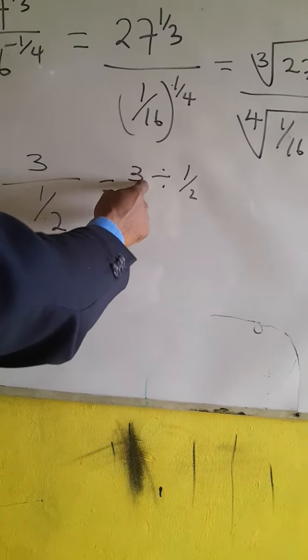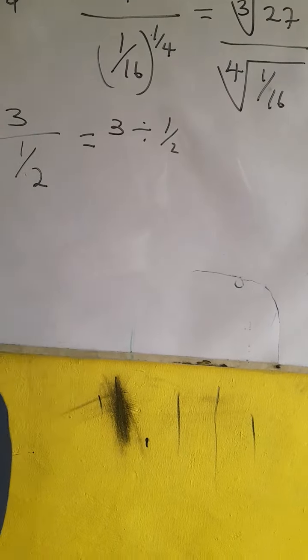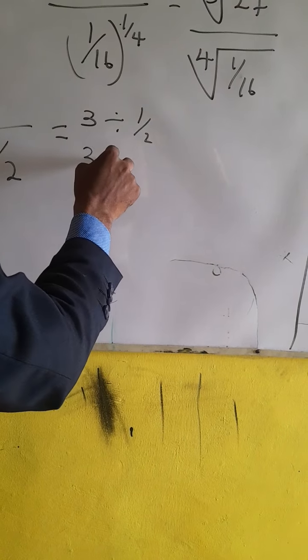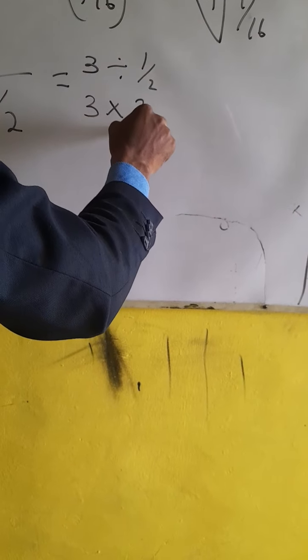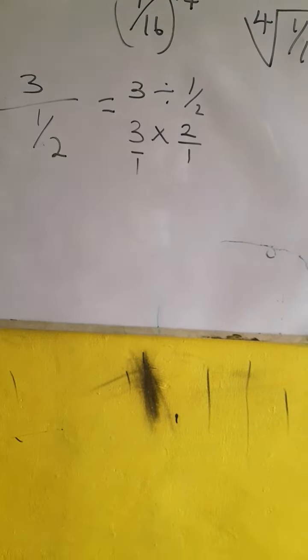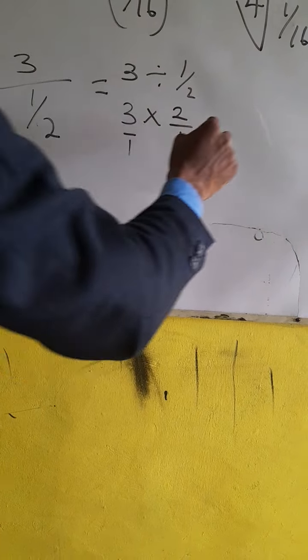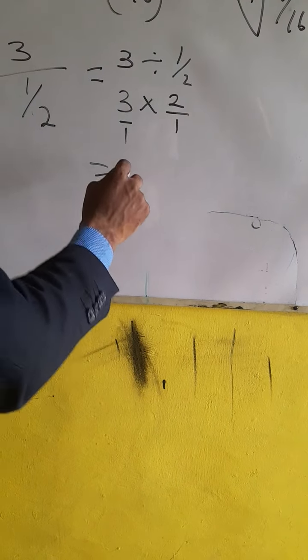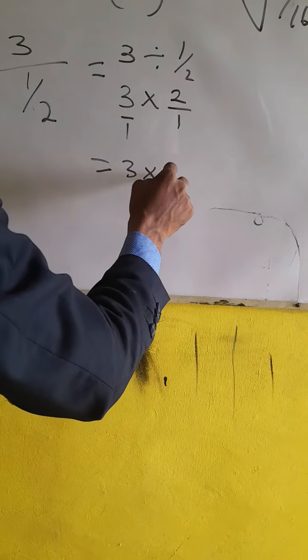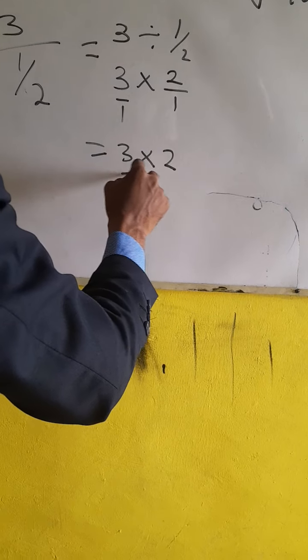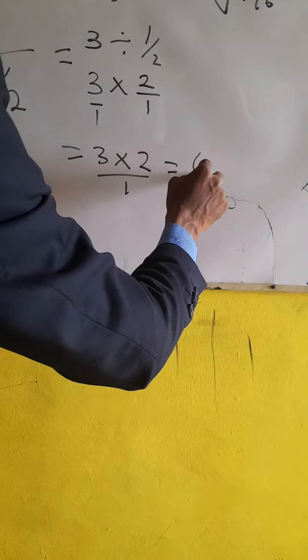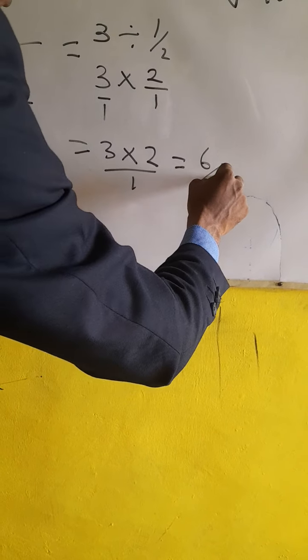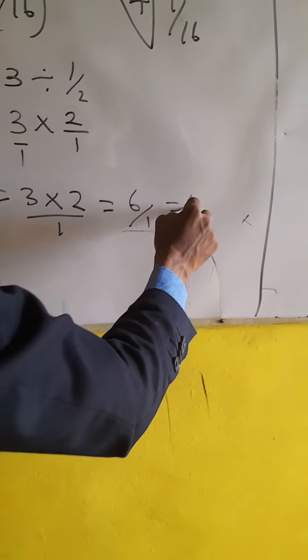So here is division. I can change it to multiplication. Since it's a fraction, I can write it as 3 times 2 all over 1. I can write it all over 1 also. So here will now be 3 times 2 divided by 1. That will give us 3 times 2 is 6. 6 divided by 1 is equal to what? 6.